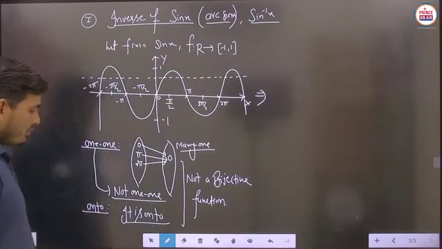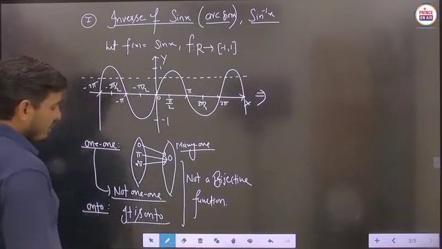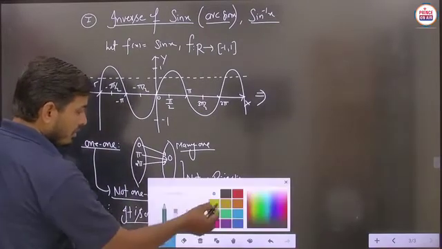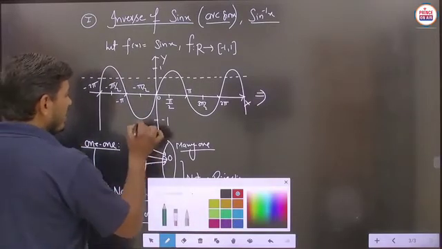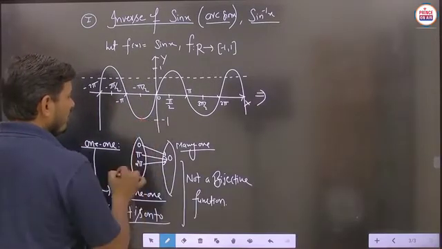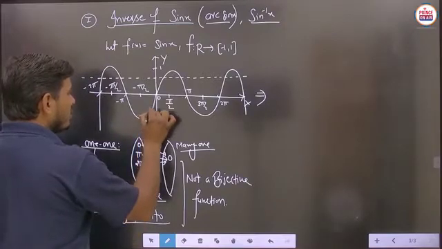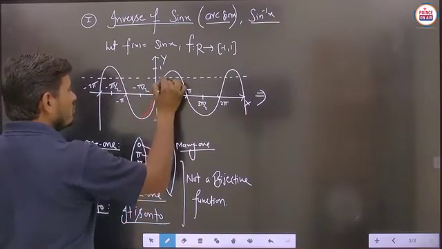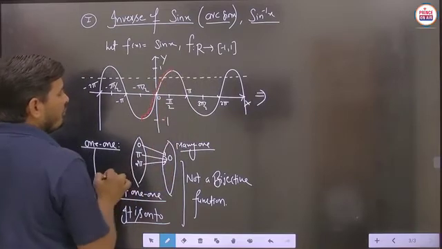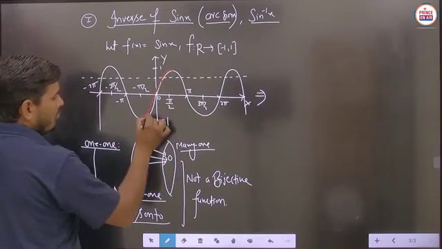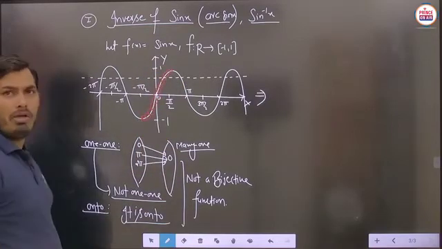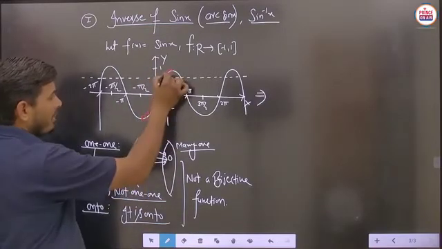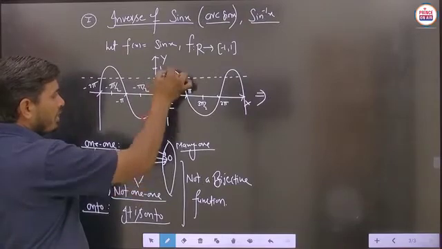So definitely students, you can just see carefully here. Here we have to see carefully, we are taking only this part. Look carefully here, we are taking only this part. Is it clear? So we are taking this graph from minus pi by 2 to plus pi by 2. Means up to this part we have to take the graph only.